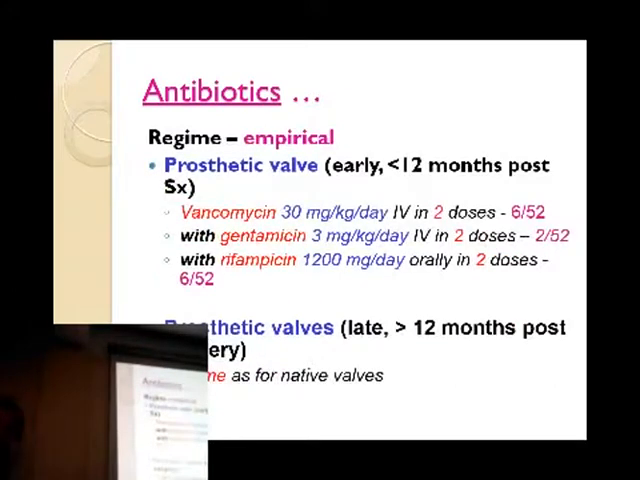Empirical treatment for prosthetic valve is similar to treatment of a penicillin sensitive or intolerant patient, except we use rifampicin in the place of ciprofloxacin. Prosthetic valves more than 12 months post surgery are treated as native valves. So this is the empirical treatment regime.